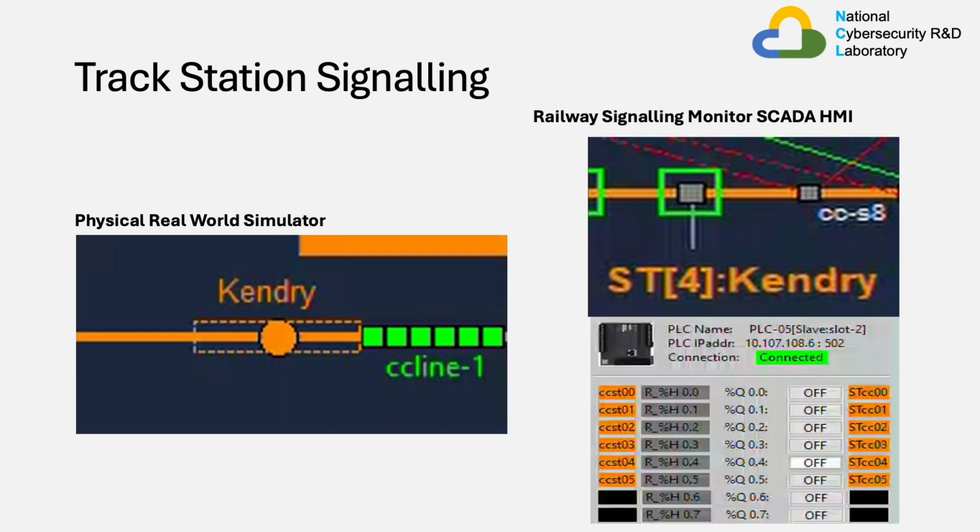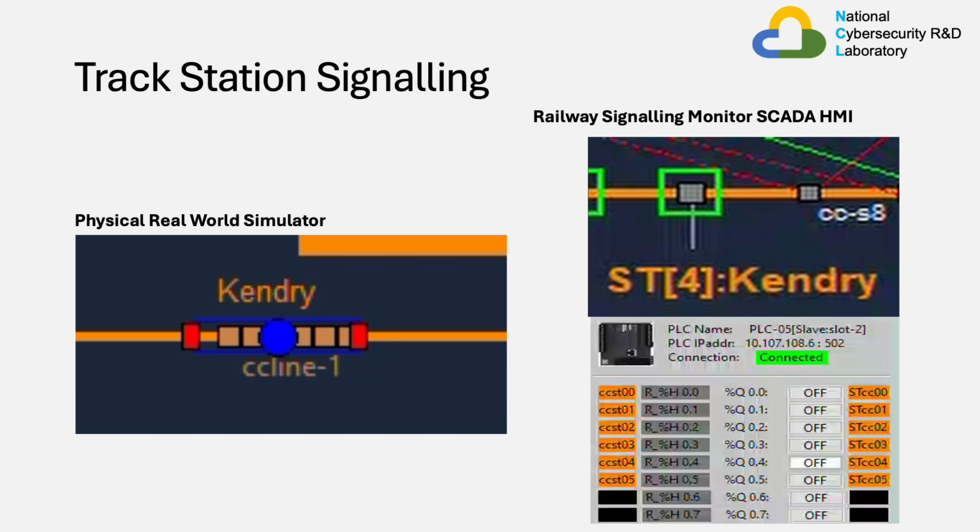In this short clip, we can see the train CC Line 1 passing by the station Kentry. This is on the physical real-world simulator. As the train passes over the middle of the station, the sensor on the station is triggered, and red signals appear in front and behind the train. The front detection sensor of the train sees these red signals and causes the train to come to a stop.